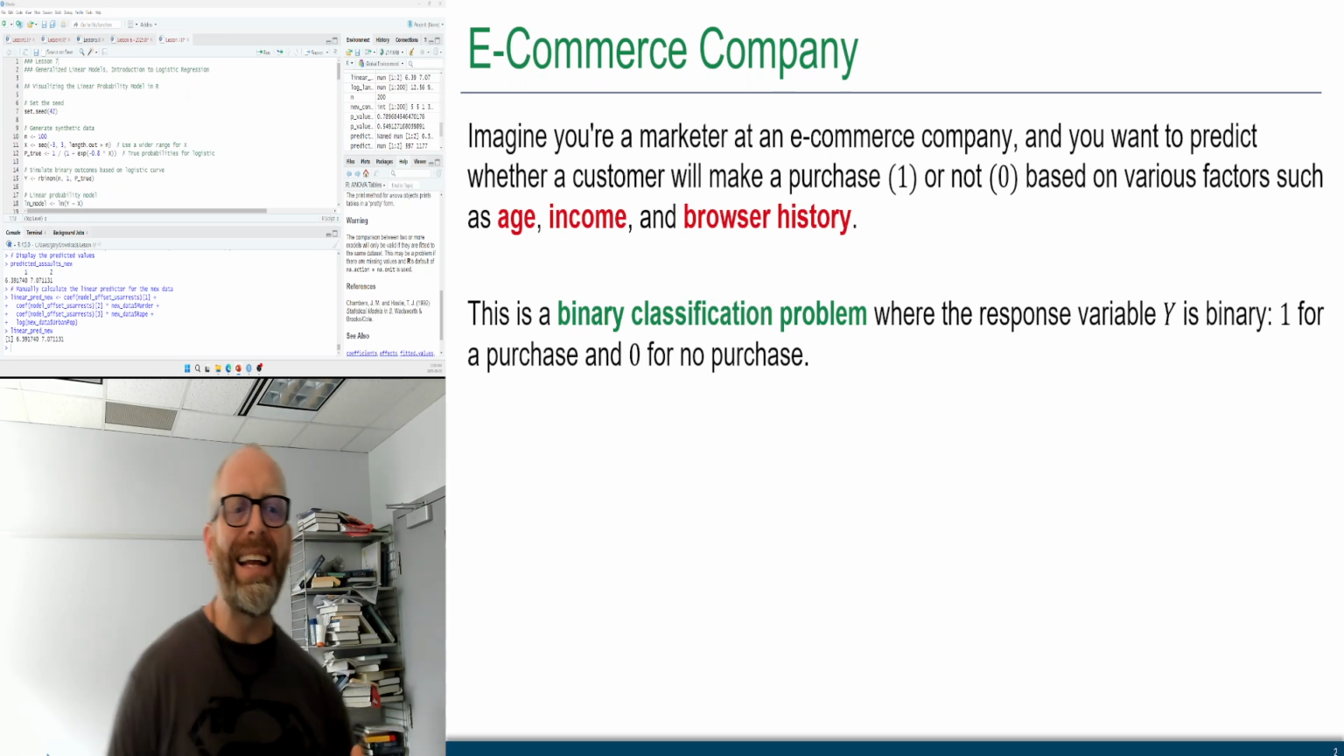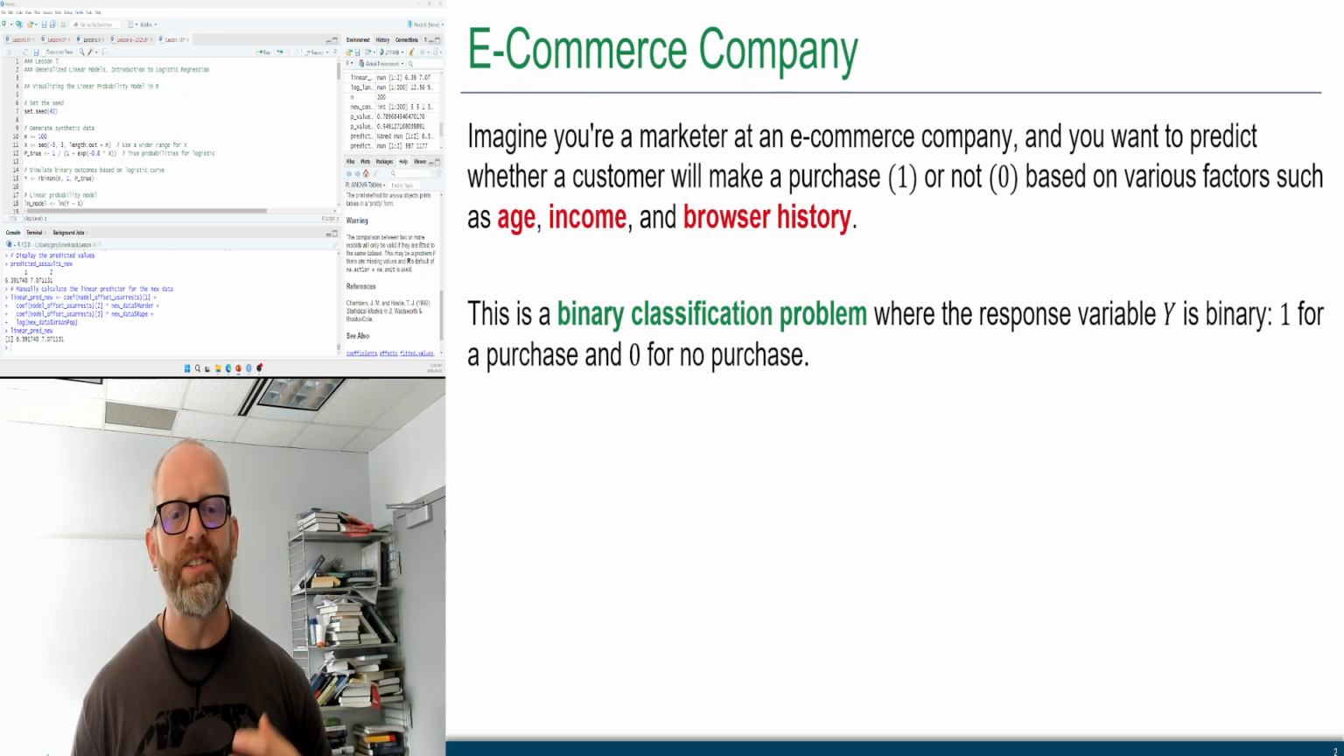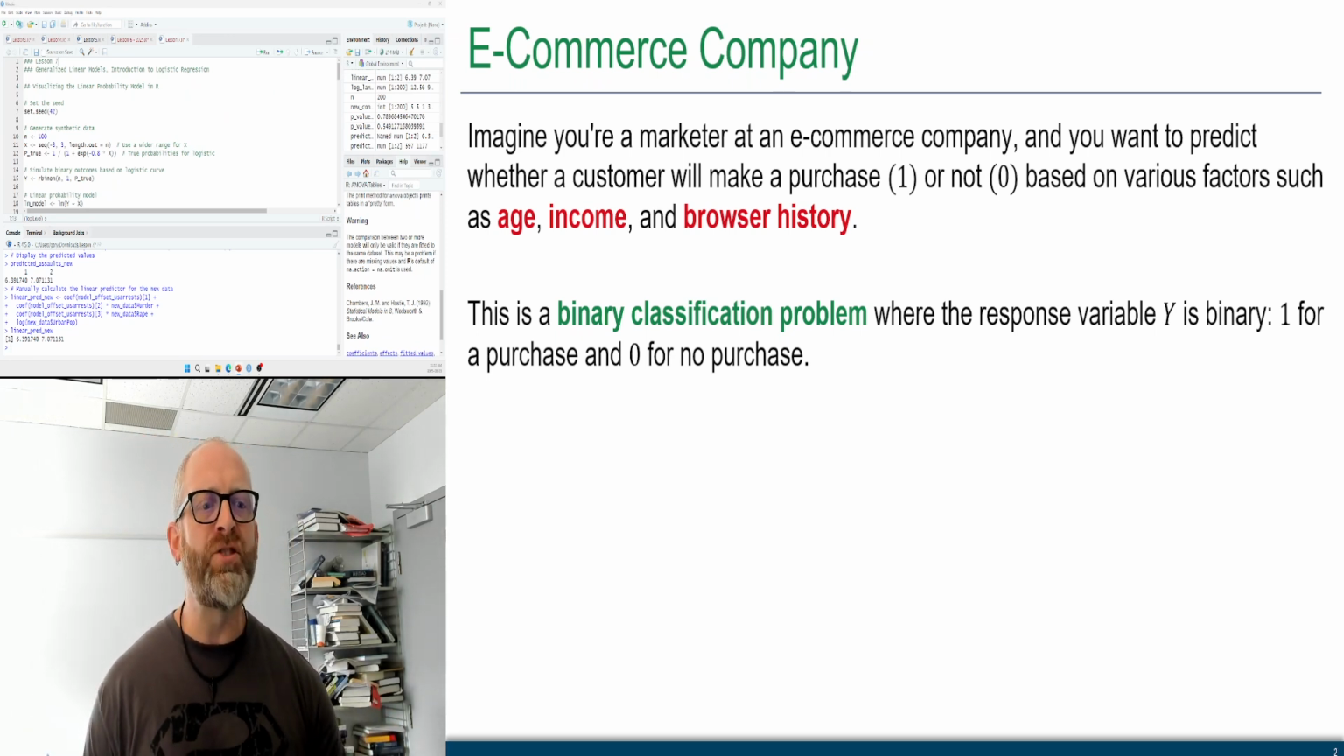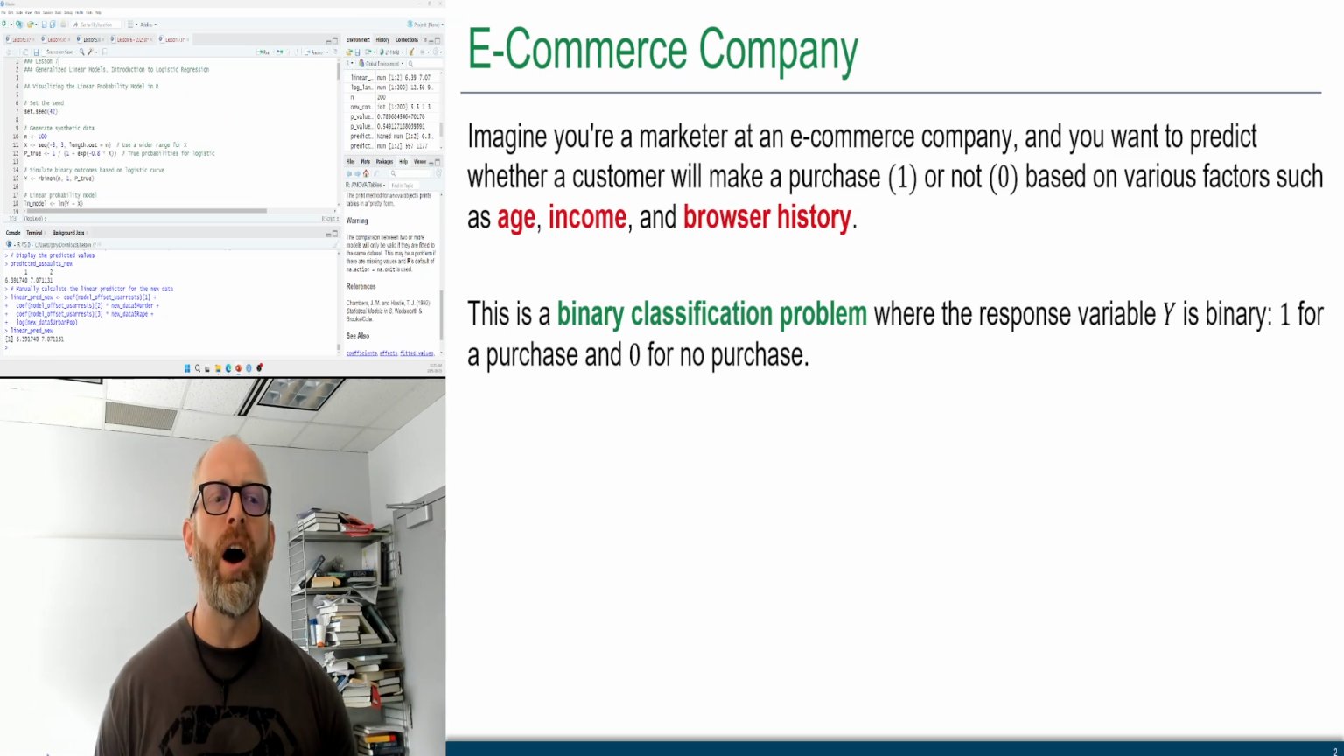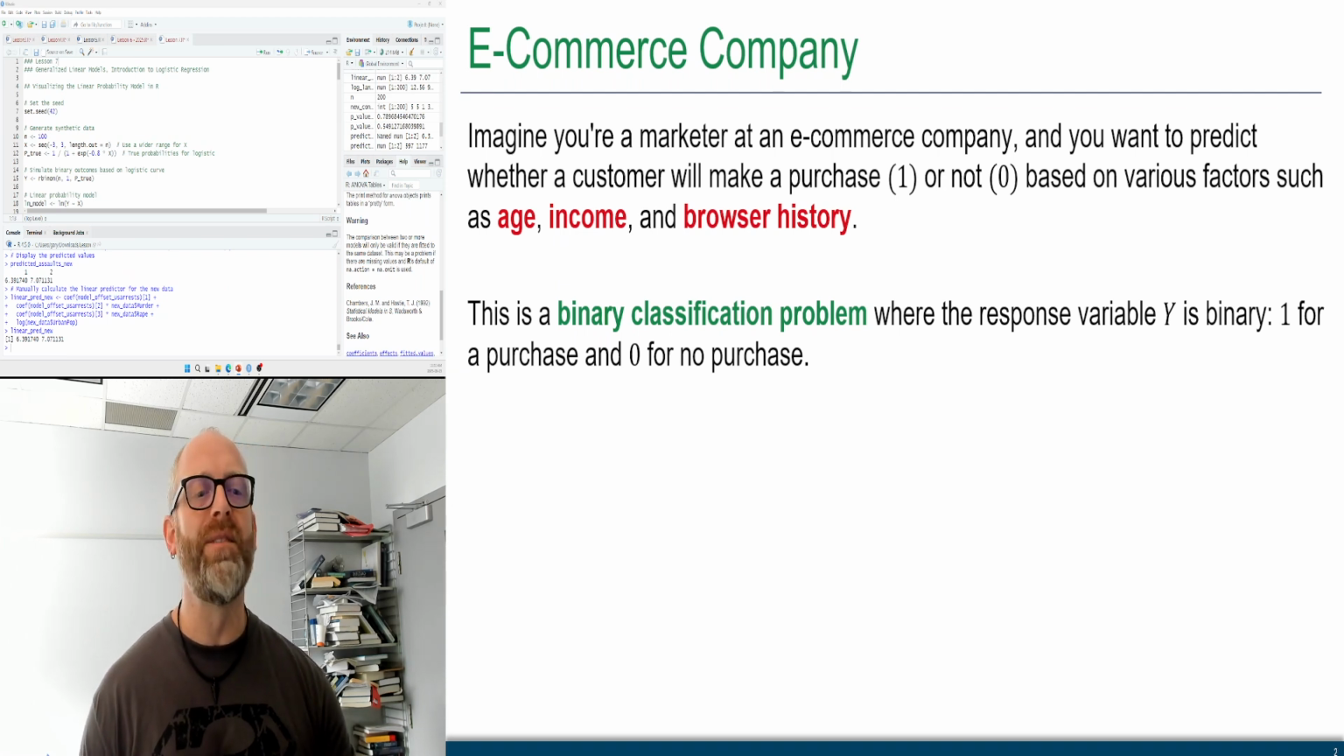So, a lead into this topic. Imagine you're a marketer at an e-commerce company and you want to predict whether a customer will make a purchase. We'll define making a purchase as a 1 and not making a purchase as a 0, based on a couple of different factors, such as age, income, and browsing history.